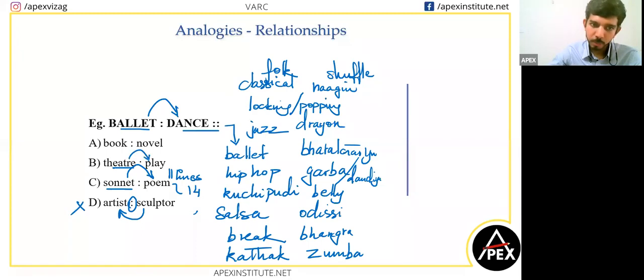Theater is not a type of play. Theater is where you stage the play. Okay. Yeah. So someone's googled it. Sonnet is a poem of 14 lines. What are other types of poems? Those who are on Google, maybe you can tell us.